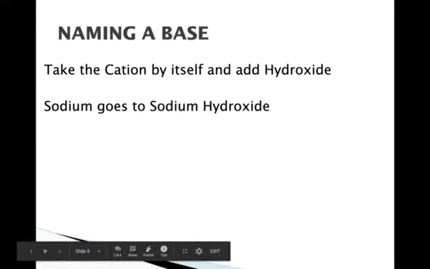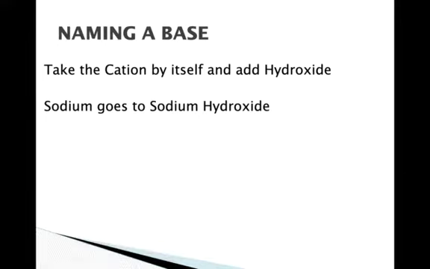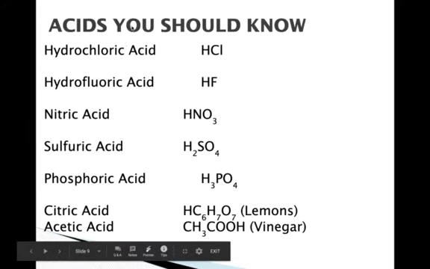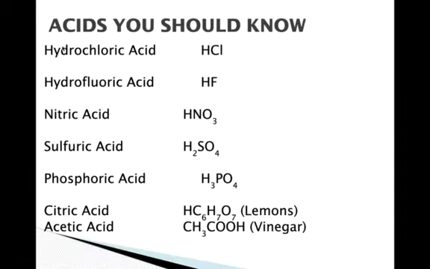Bases are super easy. You just take the cation name, so the first element, and add hydroxide. So NaOH would be sodium hydroxide. Those are awesome. Here's a couple common acids you should be somewhat familiar with.